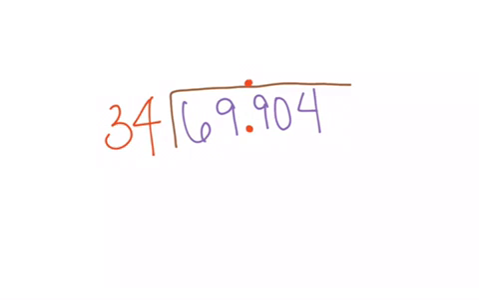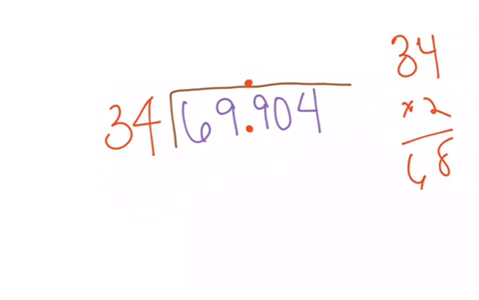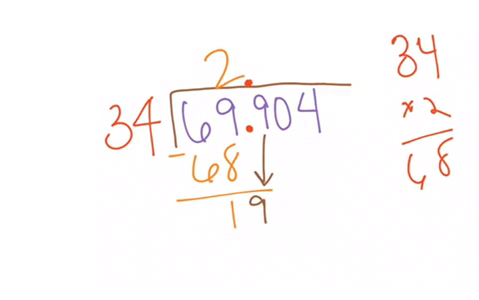So how many times can 34 go into 69? Well, 34 times 2 is going to give us 68, so 2 times. 69 minus 68 is going to give us 1. I'm going to bring down my 9. Can 34 go into 19? It can't because it's smaller. So I'm going to put my 0 up there because it goes in there 0 times. Then I'm going to drop down another 0 right there for us.